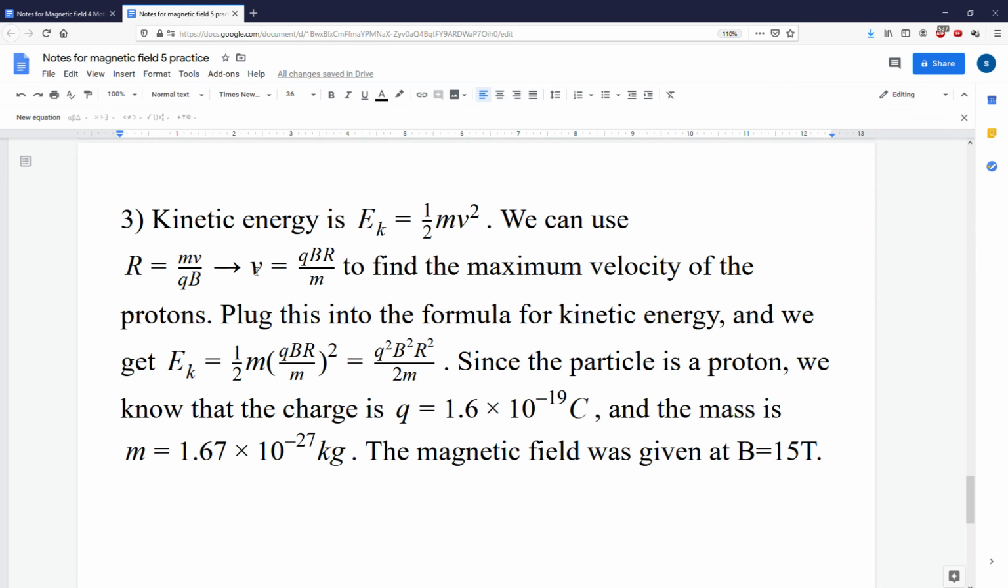If we do plug this speed into the kinetic energy formula, the result is E_K equals 1/2 m times v, which is qBr over m, squared. Doing a bit of algebra, we get that kinetic energy is equal to q squared, B squared, r squared, divided by 2m.